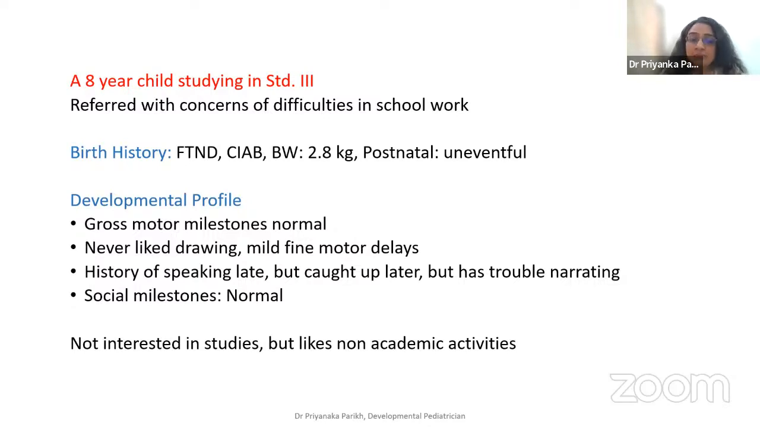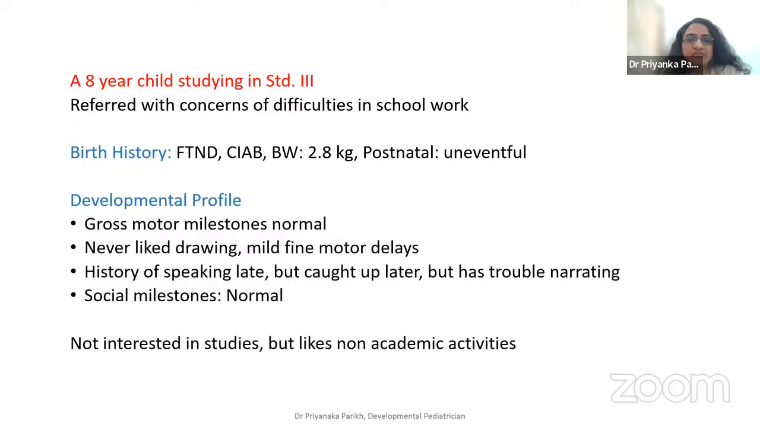Going into the developmental history and profile, gross motor wise, all the milestones were achieved on time. Parents did say that the child never liked drawing, and on assessing the developmental aspects, he was seen to be having mild fine motor difficulties. Mom did say that the child spoke a little later than most other children. So the child was not really speaking until 2, 2.5, and the first words came in after that. He did pick up later, but even now has trouble narrating things, describing things in detail, and the to and fro conversations are brief. So he really doesn't talk in details or elaborate on conversations.